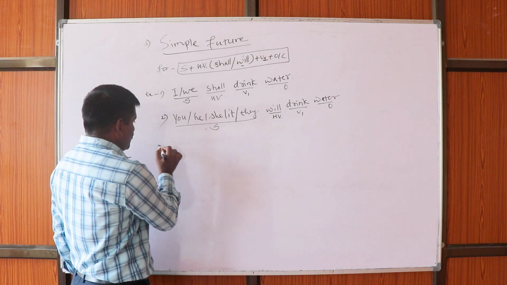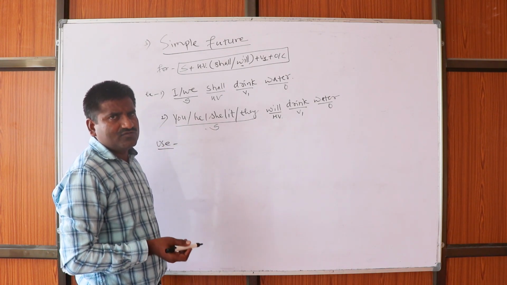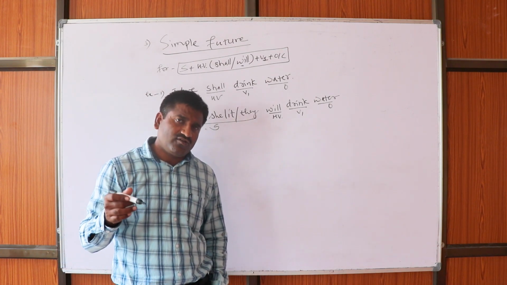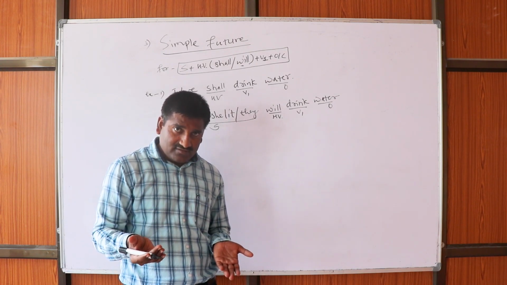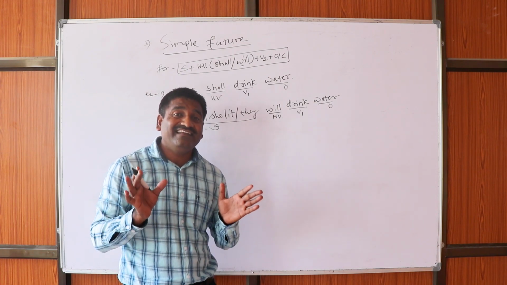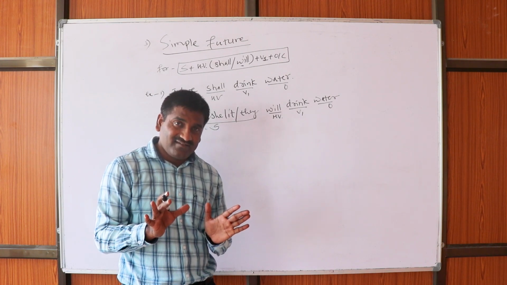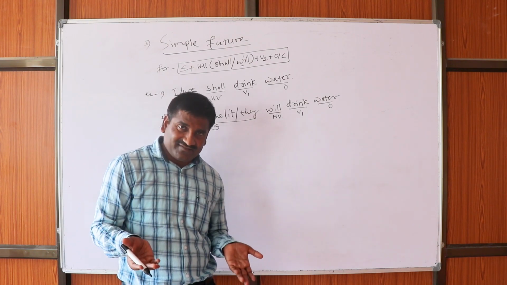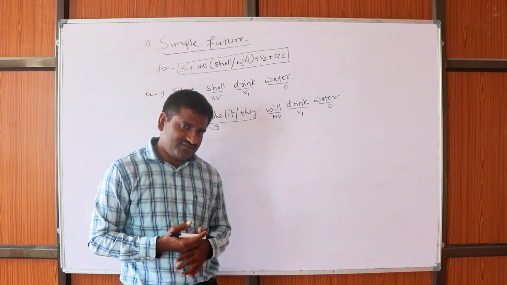Okay, and what is the use of simple future tense? The use of simple future tense is what? The things or events or actions which will occur or which will take place in future, but they are indefinite, uncertain actions which are going to occur or take place in future. We use simple future tense.